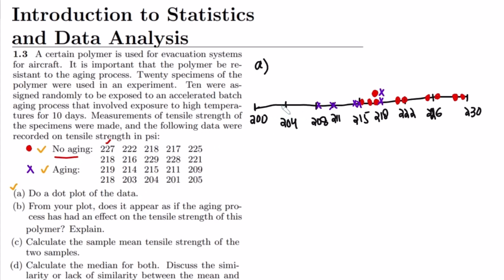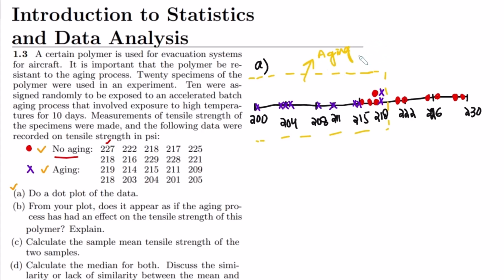203 is here. 204 here, 201 here, and the last one, 205, here. So we can see that more of the aging data lies here. Let me use this color: most of our aging data is skewed toward this end.